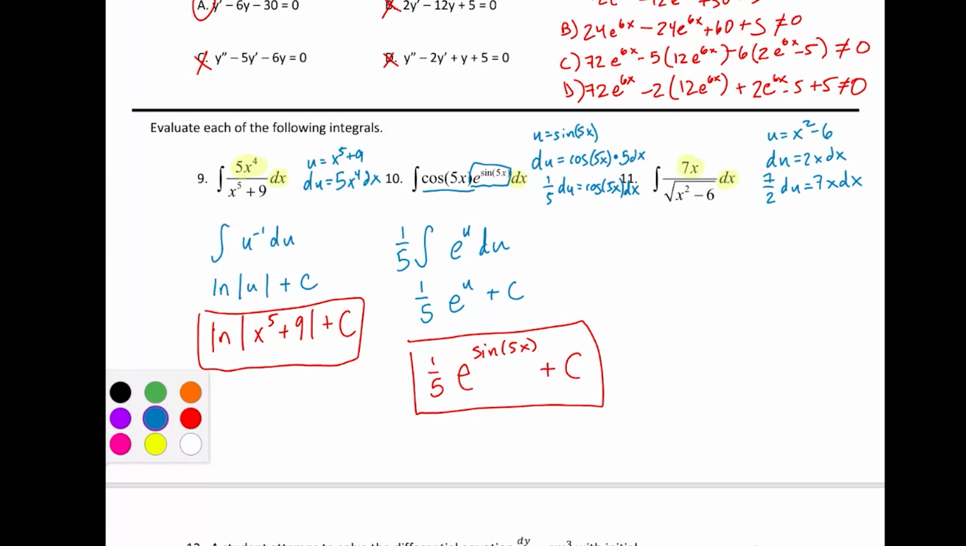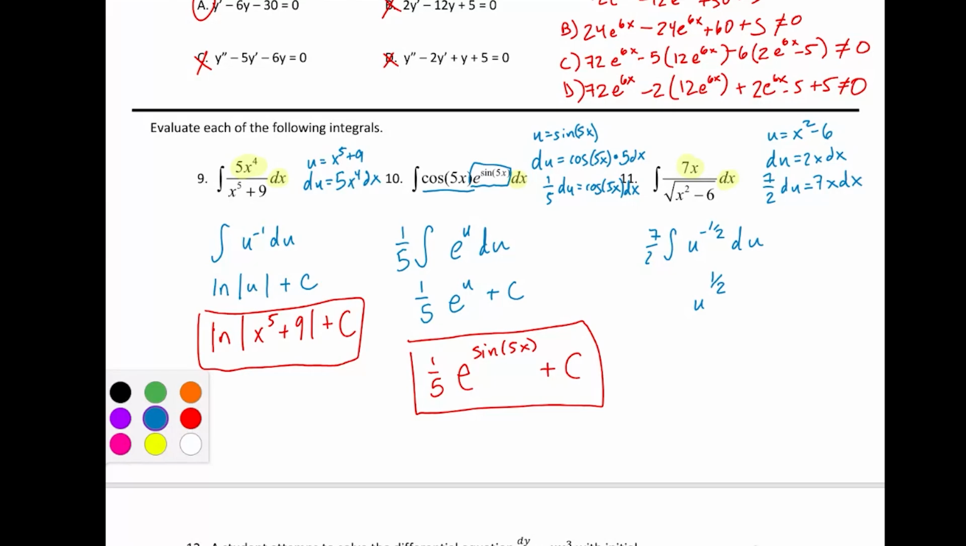So now I can go back and rewrite this as the integral of 1 over root u. So that would be u to the negative 1/2 times 7/2 du. Here I could just use the anti-power rule to integrate this. The antiderivatives of u to the negative 1/2 are going to be u to the 1/2. Then, of course, divide by the reciprocal of 1/2.